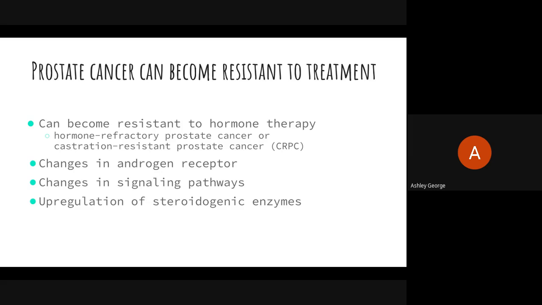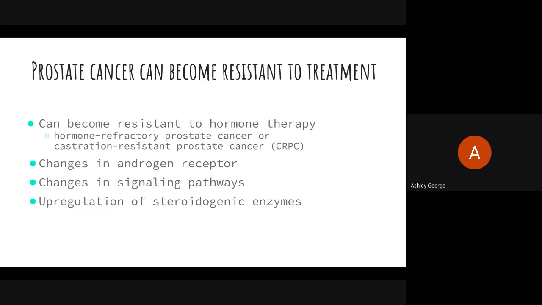The mechanisms of resistance, as has been studied, can happen through changes in the androgen receptor. So the androgen receptor, or AR, remains active in the castration-resistant prostate cancer cells, even when there are therapies that are designed to inhibit it. The cancer cells can actually develop changes in the androgen receptors that allow it to evade or avoid the effects of these treatments. There can also be changes in the signaling pathways.